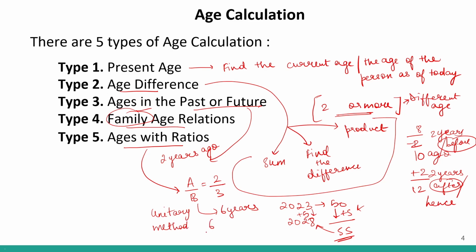So, if Bharat is 6 and the ratio is 3, Aarti's age will be what? It will be 4 years. Simple. So, question based on ratio.